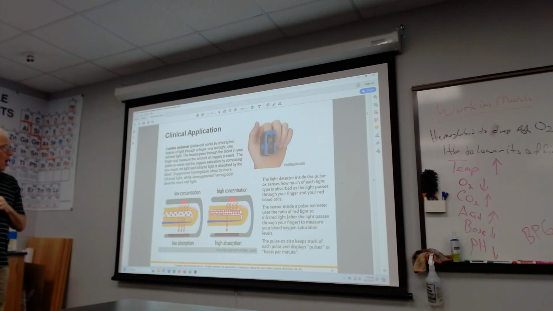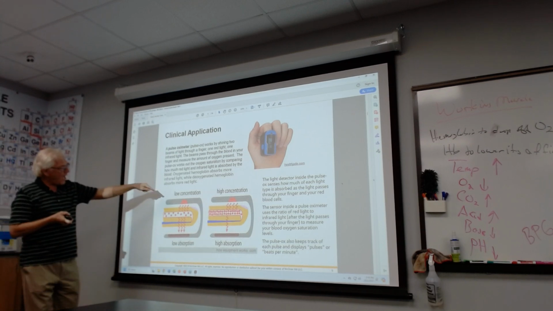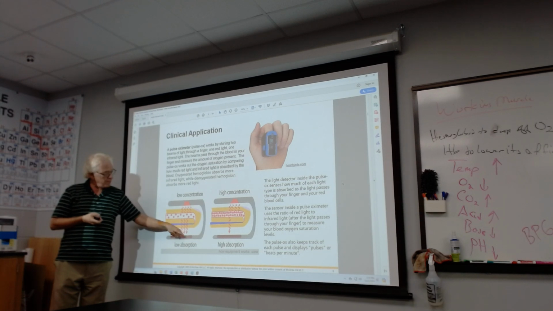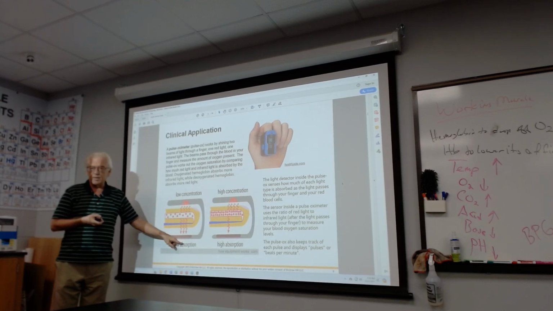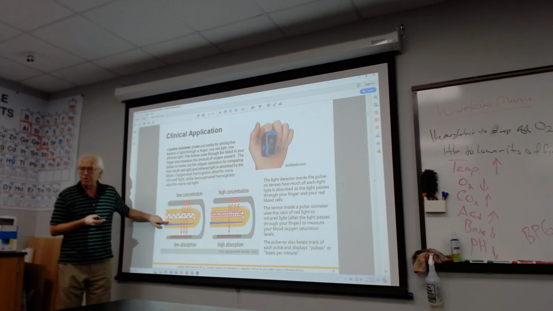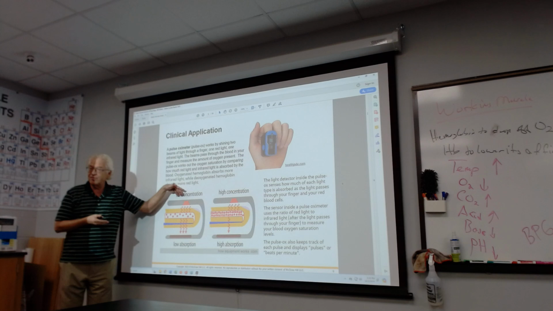I just put this in here because I thought it was interesting. Have you guys ever seen a pulse ox? Do you know how it works? I didn't know this, so I looked it up. You have infrared light going through from one side to the other side. And the less hemoglobin you have, the easier the light is to go through.